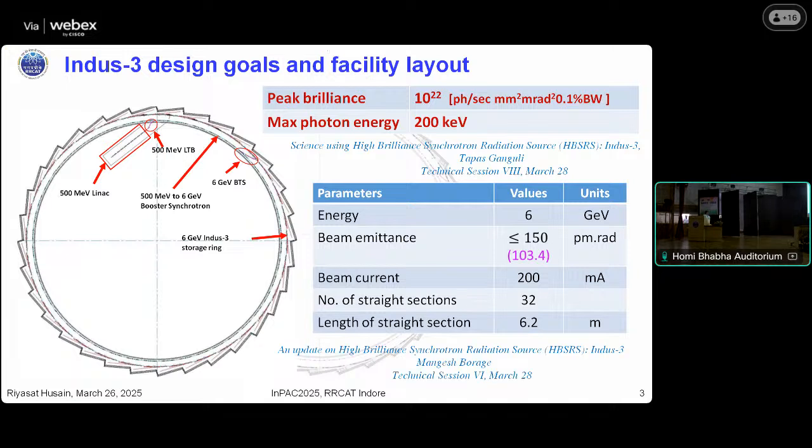So more on the recent updates and the overall project overview will be presented by Dr. Mangesh on March 28 as well.